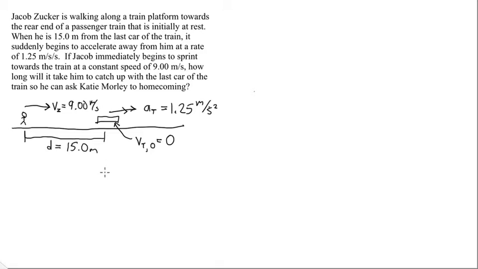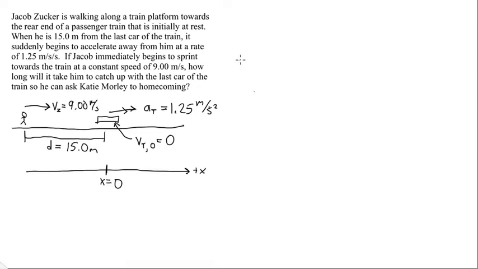So first I want to set up a coordinate axis for this. I'm going to choose to have positive x going to the right, which is the direction the train and Jacob are both moving. And then the question is, where do I want to set my origin? It doesn't matter. You can set the origin anywhere. It's most convenient to set it at one of the initial locations of the train or of Zucker, because then you get to use 0 for one of your initial positions. So I'm going to say x equals 0 here.